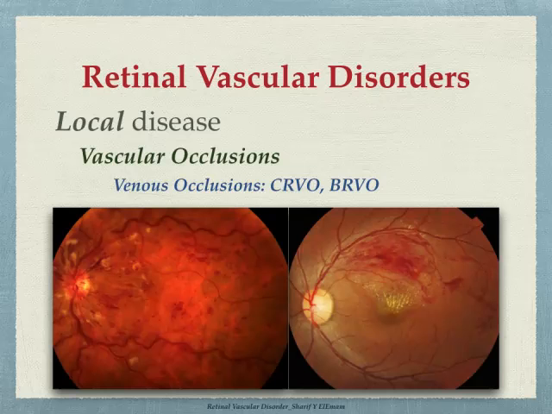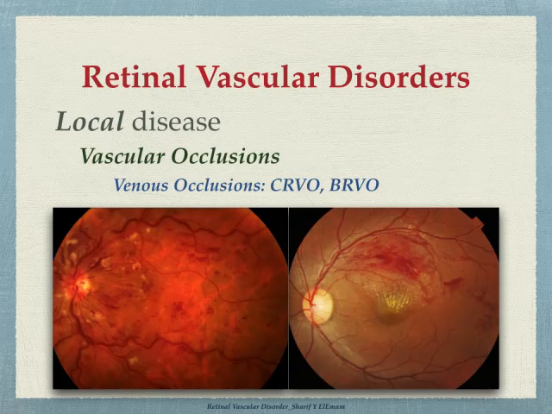As you know, retinal vascular disorders are either caused in the form of a local disease related only to the eye, and those include vascular occlusions where there are venous occlusions, like the picture on the right showing a branch retinal vein occlusion involving the macula, or a central retinal vein occlusion which involves the whole retina due to occlusion of the central retinal vein.